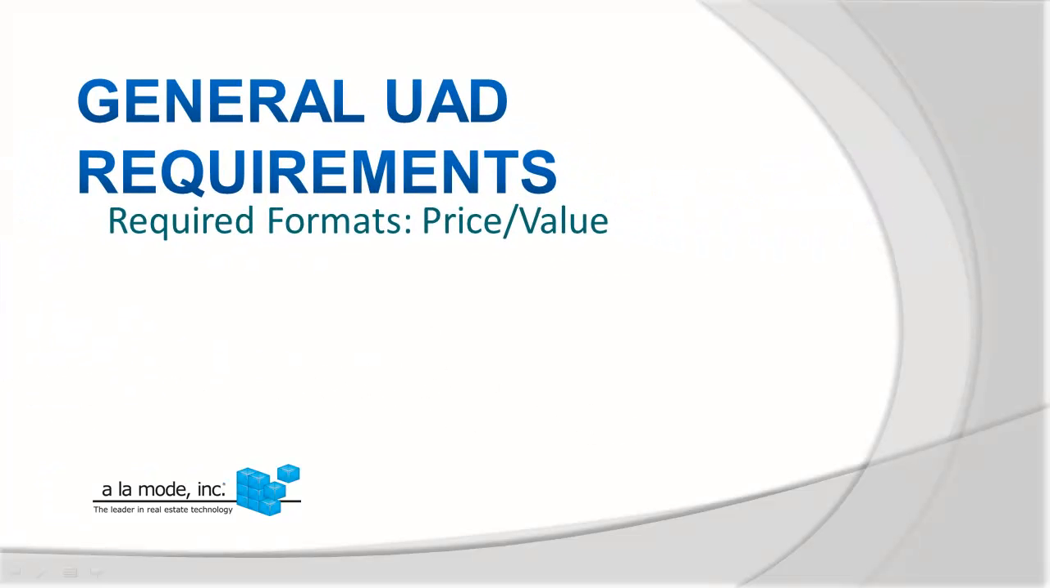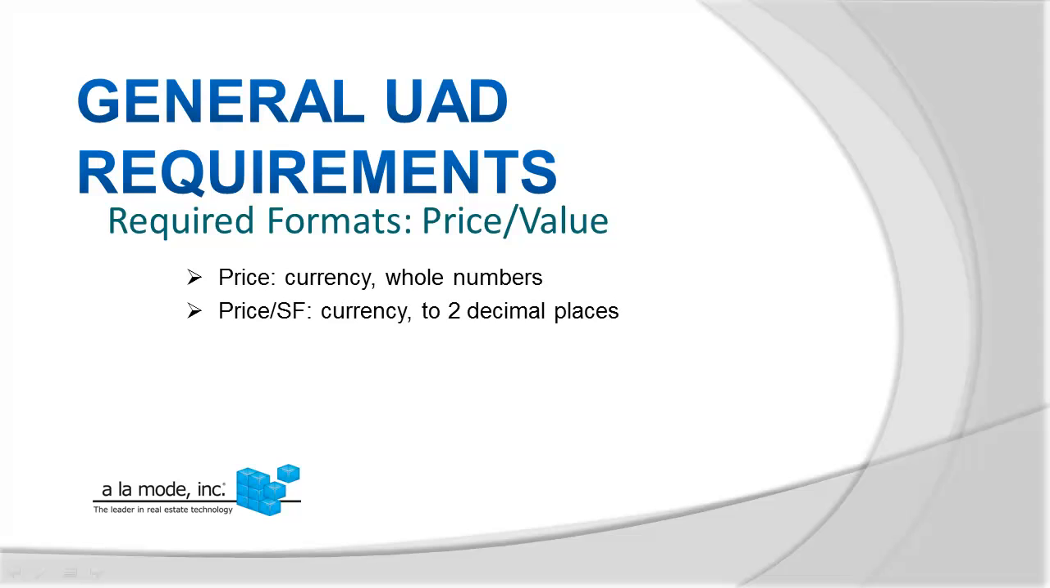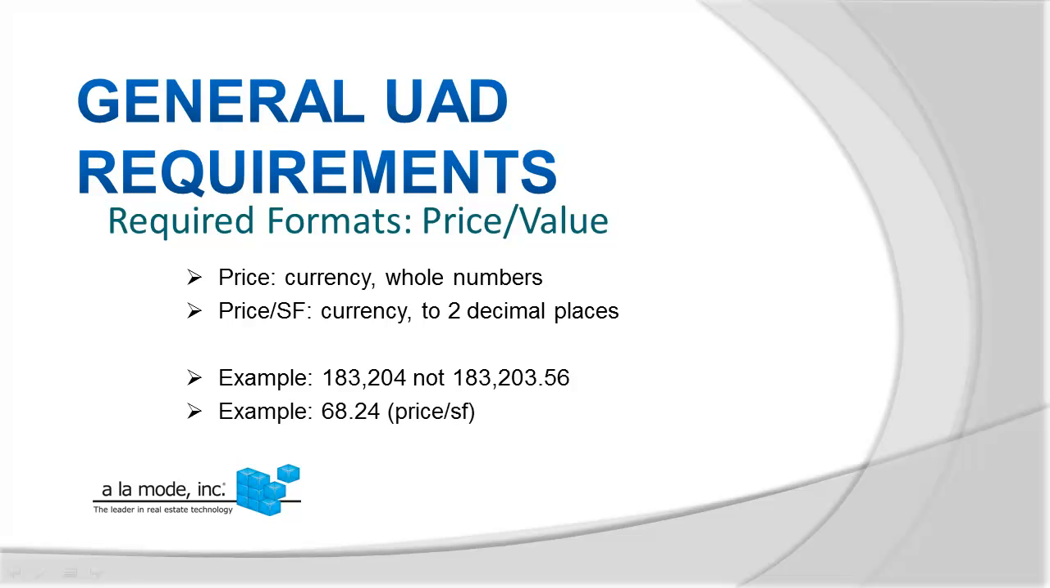Your price and your values, generally currency and in whole numbers, so round. The software will help you do that. The exception to that rule is going to be your price per square footage. Your currency, you need to go to 2 decimal places, which means that $125 would be written as 125.00. An example of rounding here, notice from the 203.56 I've rounded up. Notice your price per square foot, you go to pennies.